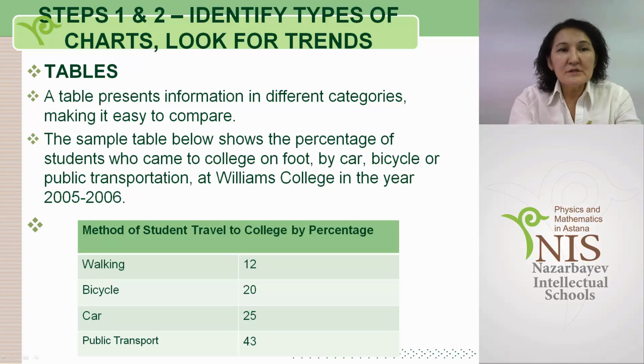As far as tables are concerned, the information is the next. A table presents information in different categories, making it easy to compare. The sample table below shows the percentage of students who came to college on foot, by car, bicycle, or public transportation at Williams College in the year 2005-2006. So, methods of student travel to college by percentage. Walking 12%, bicycle 20%, car 25%, and public transport 43%.